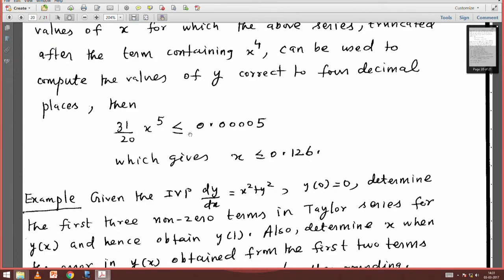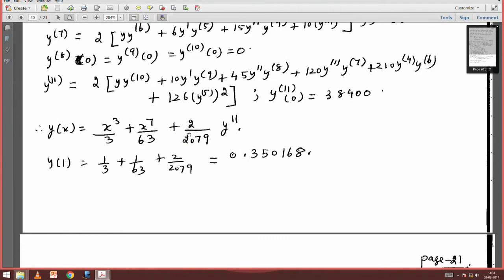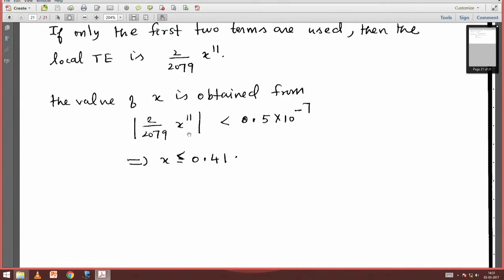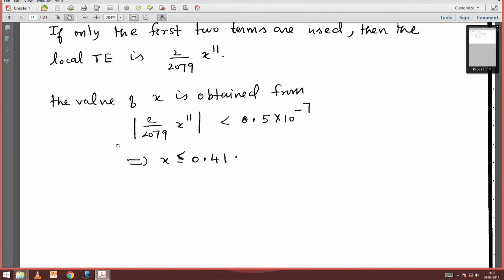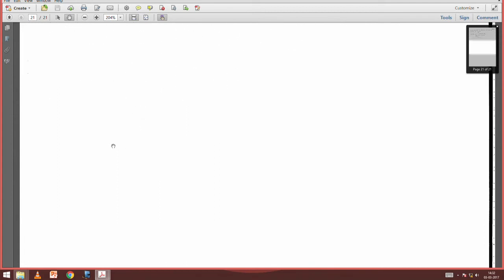So, we have been able to get the value of x in this case to be less than 0.041. So, for all these values of x, the required accuracy will be obtained by just including the first two non-zero terms in the Taylor expansion. So, we have been able to illustrate the Taylor series method by some examples above.